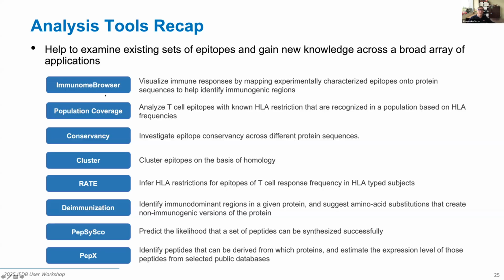So this is to recap all these different tools that are available in the analysis tools section for the immunobrowser: population coverage, conservancy, cluster, rate, deimmunization, PepSysco, and PepX. And with that, I will stop and go back to this.